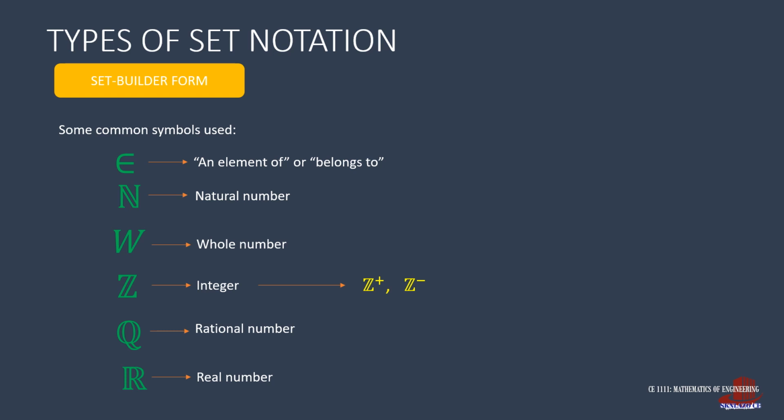Similarly, rational numbers also have Q plus for positive rational numbers, and Q minus for negative rational numbers. And yet, real numbers are also shown in R plus for positive and R minus for negative real numbers.